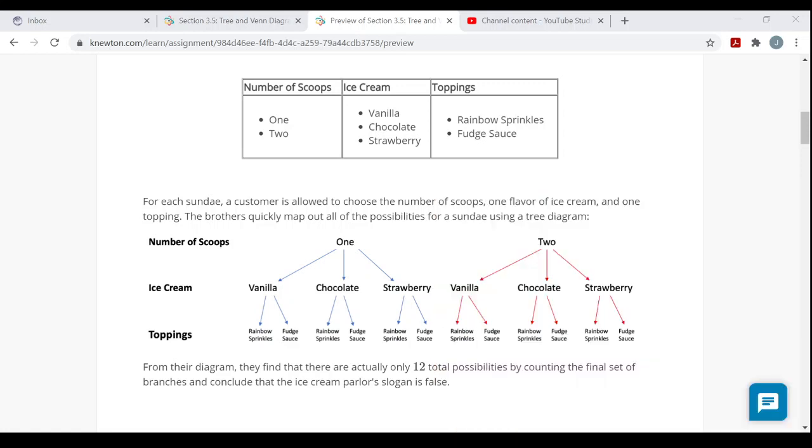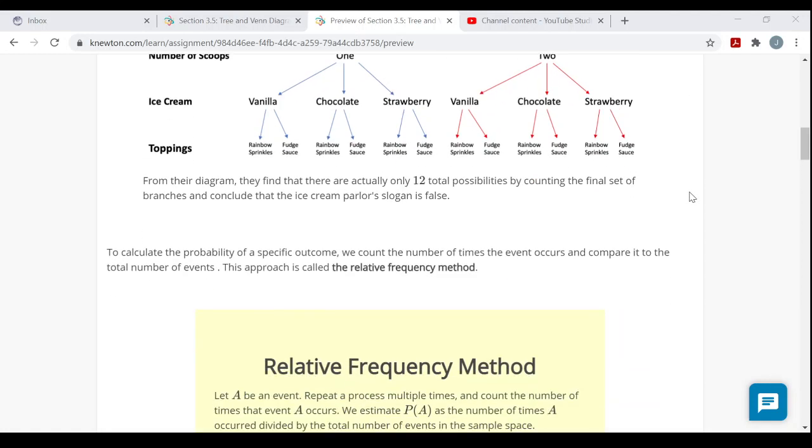Now you see that I made a tree diagram. There are 12 outcomes, 12 possible sundaes. So the slogan is false. They said you can make 14. But obviously, I wouldn't want to do this when there are much, much larger numbers. This wasn't so bad when there are just 2 choices and 3 choices and 2 at each level. Hopefully you see that it would be kind of a pain to make a tree diagram when the numbers of choices are large. But let's see what the examples look like later.